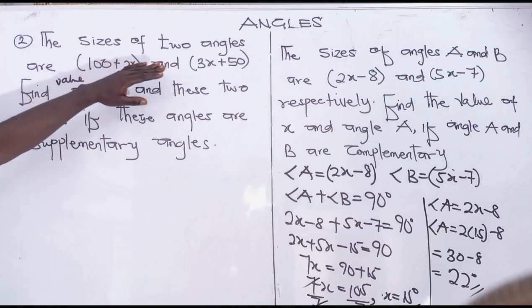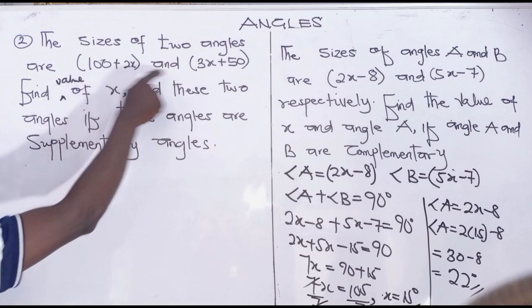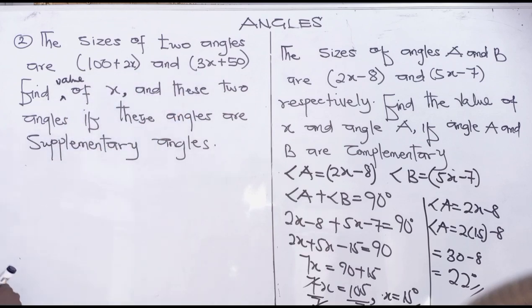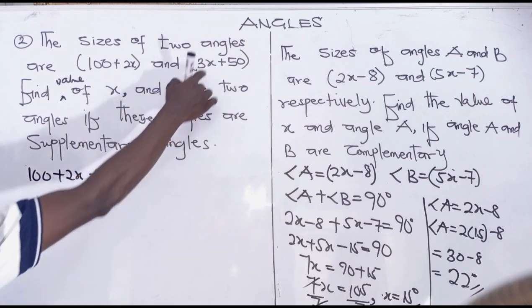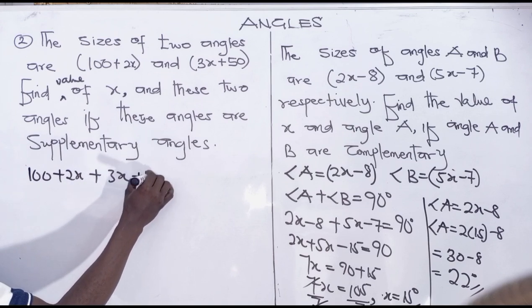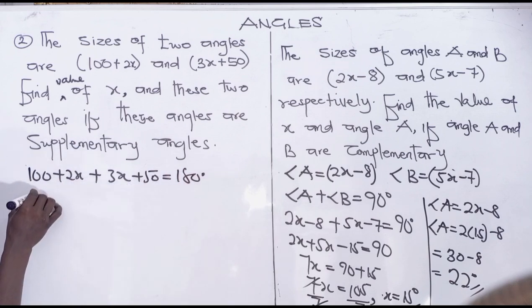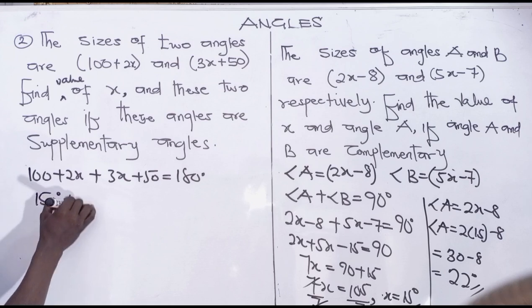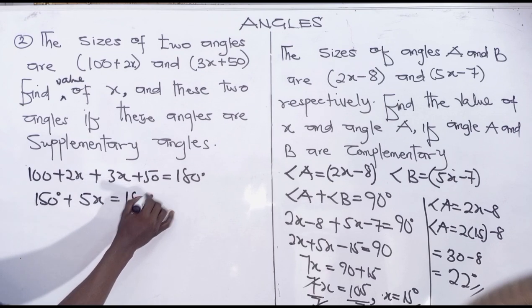The sizes of two angles are given. We want to find the value of x and these two angles if they are supplementary angles. We have already established that supplementary angles sum up to 180 degrees. Therefore, the sum of these two angles should give us 180 degrees. So we have 100 plus 2x plus 3x plus 50. This should give us 180 degrees. So 100 plus 50 gives us 150 degrees, plus 2x and 3x gives us 5x, and this is equal to 180 degrees.